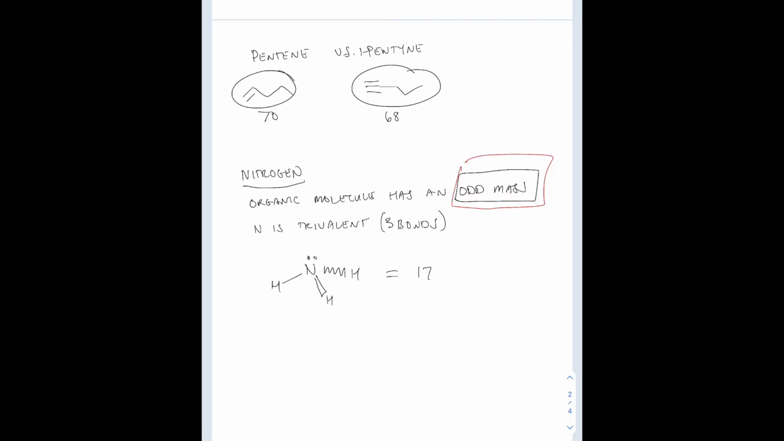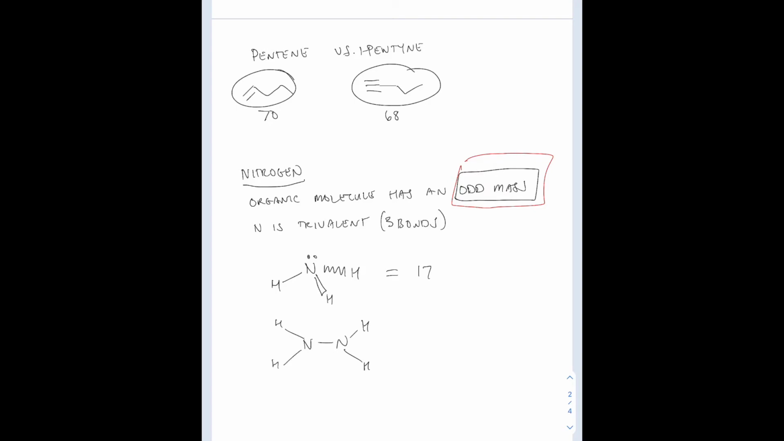So if you think about it though, what if we had 2? So let's do hydrazine. Okay, so this is 14, 14, 1, 1, 1, and 1. So this is 28, 29, 30, 31, 32. So basically if it has an odd mass, it has at least one nitrogen, okay? So odd mass equals at least one nitrogen.